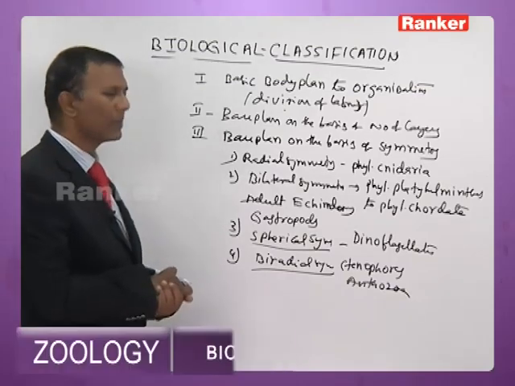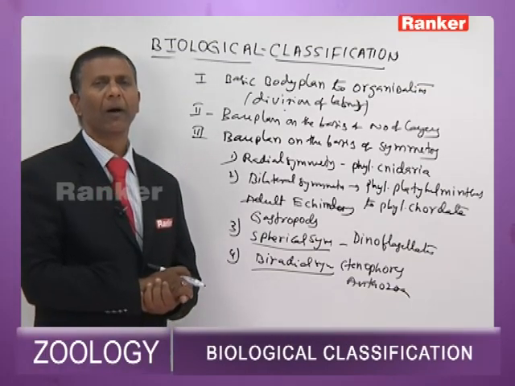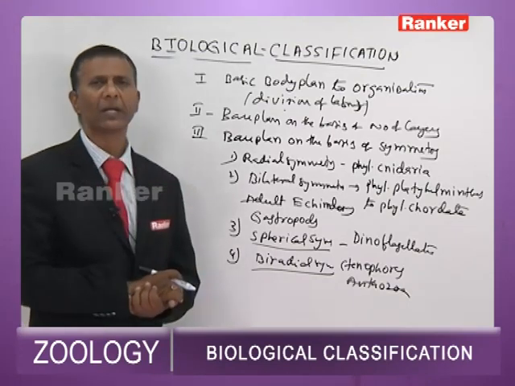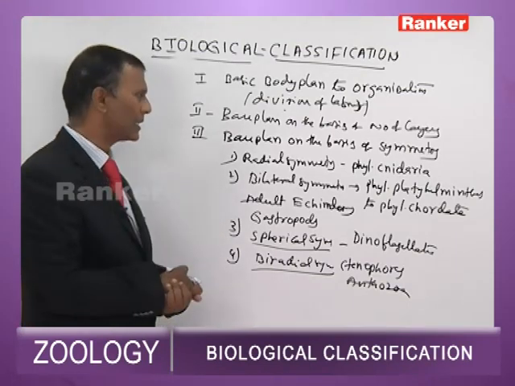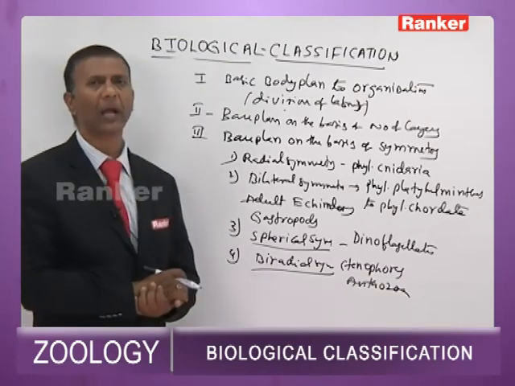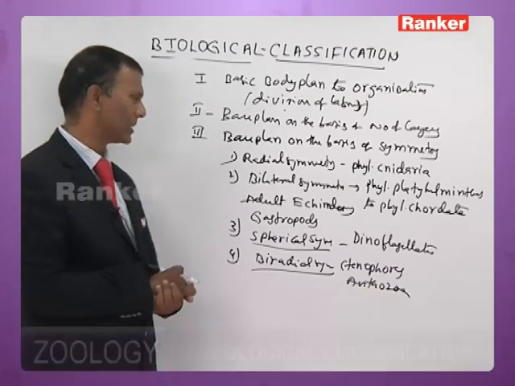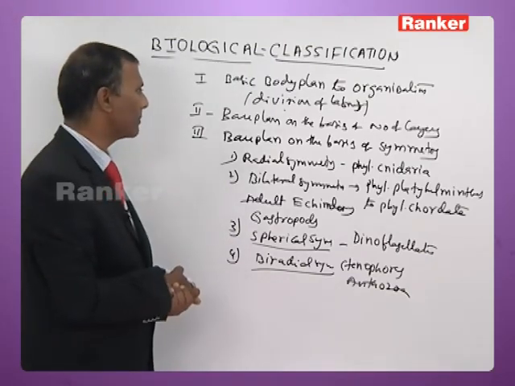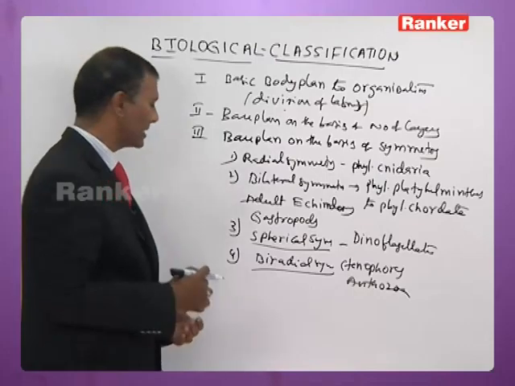The most common types of symmetries are radial symmetry, also called radiates, that is phylum Cnidaria, and bilateral symmetry, they call them bilaterians, that is from phylum Platyhelminthes to phylum Chordata, barring exceptions like adult echinoderms and gastropods. So there is a BOP plan on the basis of body symmetry.